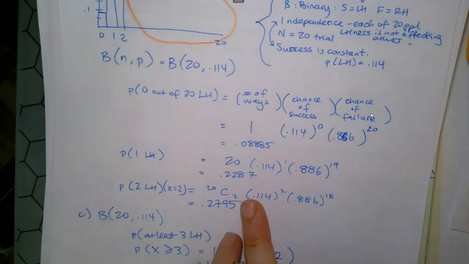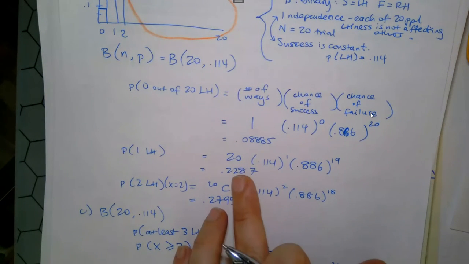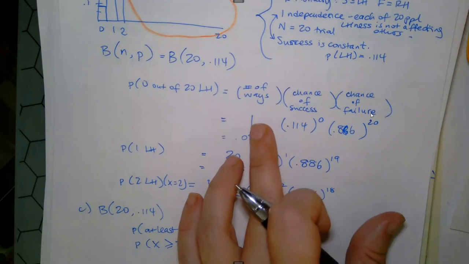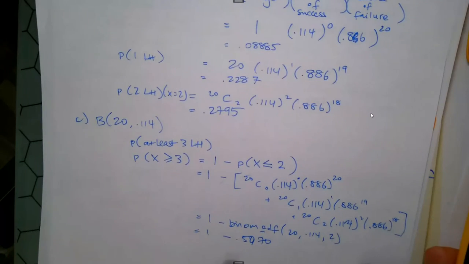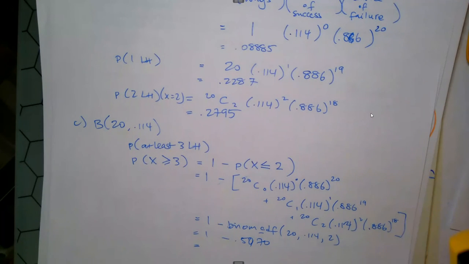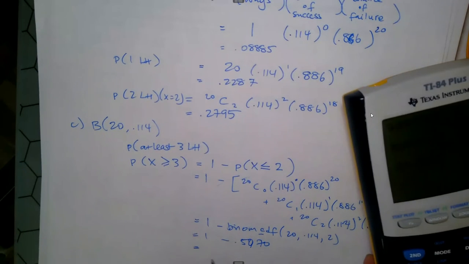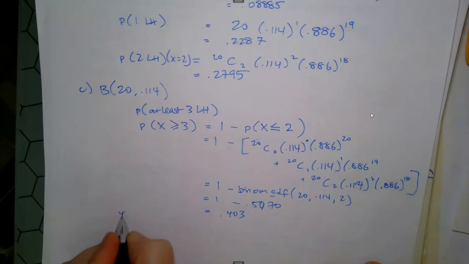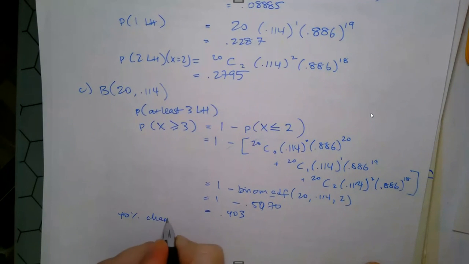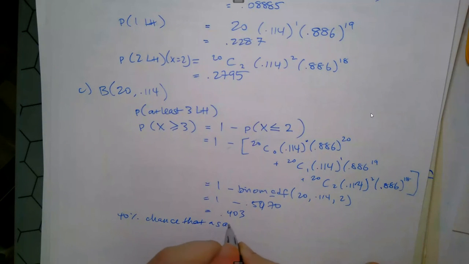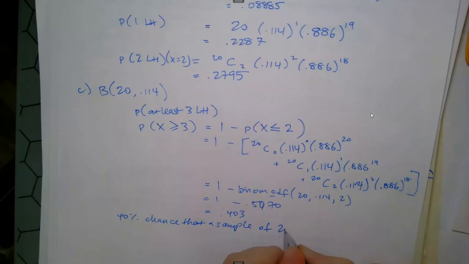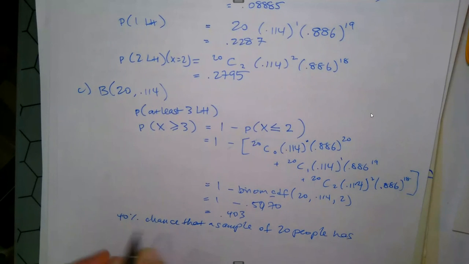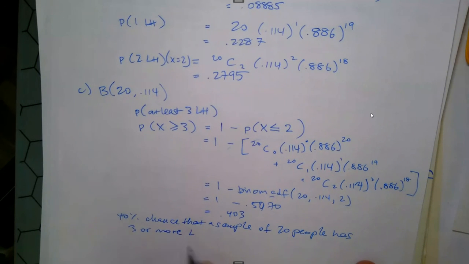Yeah, I can see that. Right? 27, 22, it's 49 plus 9. Yeah, okay. And then I have to subtract that. And what's left is 40% of people. So we're going to say there's a 40% chance that a sample of 20 people has 3 or more left-handed folks. That's what we found out.